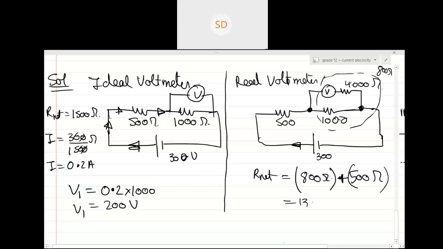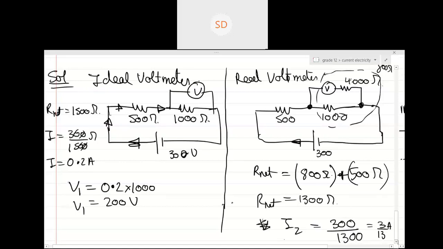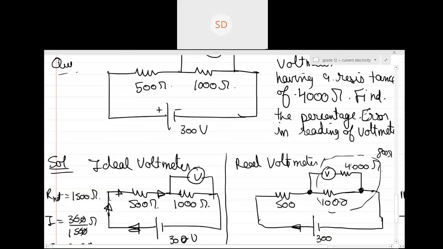So this is 1300 ohm, right? So R net is basically 1300 ohm. Now the calculation is very bad. So I2 will be equal to 300 upon 1300, which is 3 by 13 ampere, and V2 in the second case. Can you see? V2 in this case is basically I2.